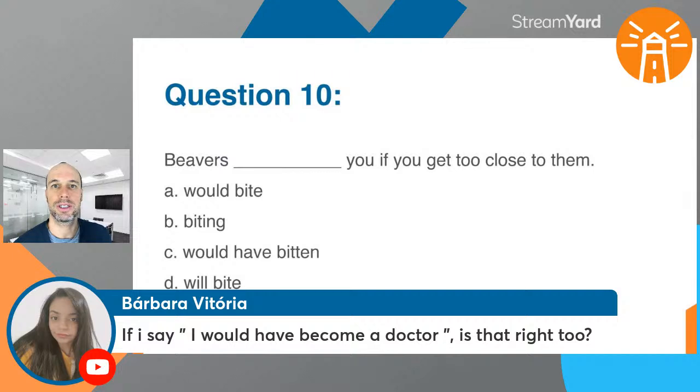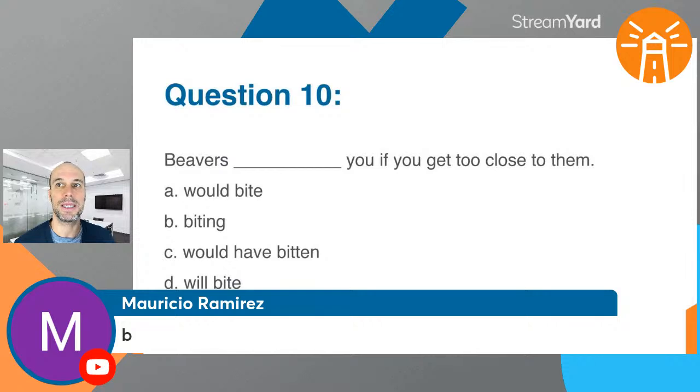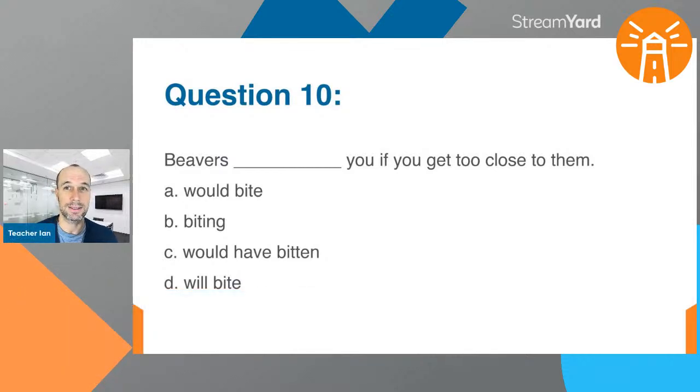Great, we have a question here. Barbara asks if I say, I would have become a doctor. Yeah, so you can change could to would. And then it doesn't really change the meaning at all, and both of those are correct. All right, great question. Najman says D. Great. Mauricio, I think, says B. Christian says D. Sorry if I missed anybody's answer.